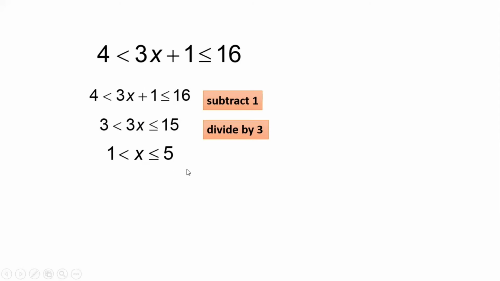Now this can be represented on the number line. 1 is less than x, so at 1 it will be a hollow circle, an open circle as we also call it. And then it is 5, and 5 is going to be included, less than or equal to 5. What are the values that x is going to take here? It is not going to take 1. The integer values that x is going to take are 2, 3, 4, and 5.